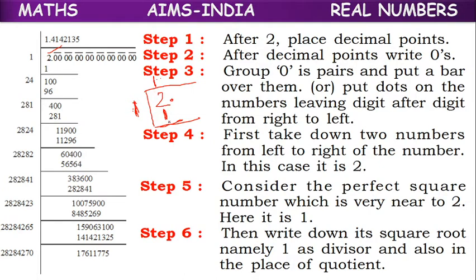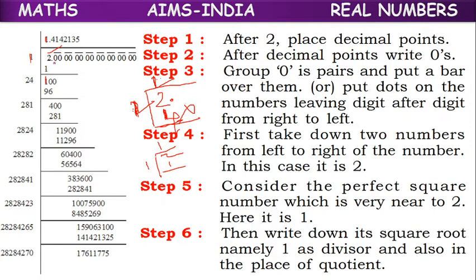1 into 1 is 1. If we take 2 times 2, that is 4, and 4 will be greater than 2. So it is wrong. So what we have to take? We have to take only 1. 1 ones are 1. So here 1, here 1, 1 is 1, 2 minus 1 results in 1.